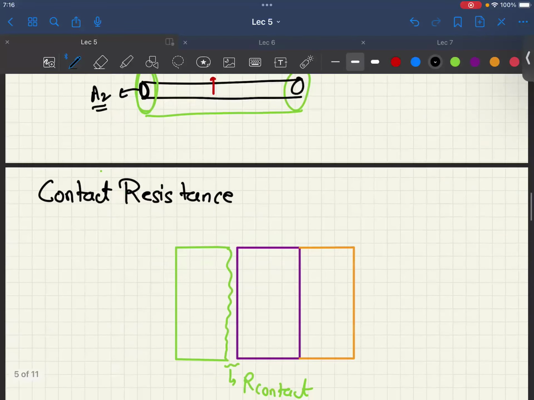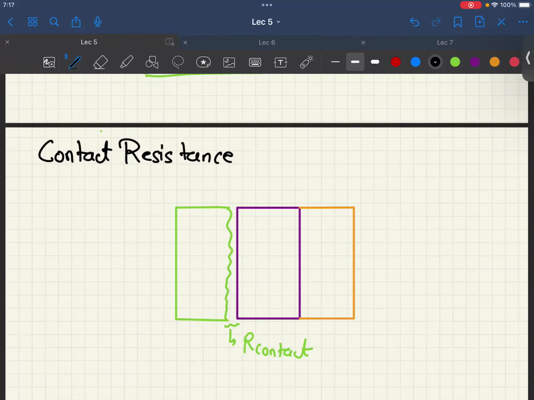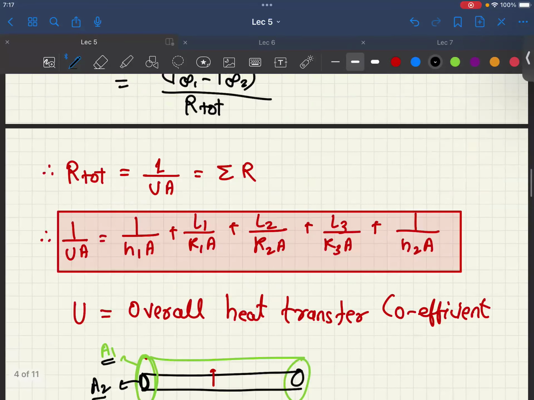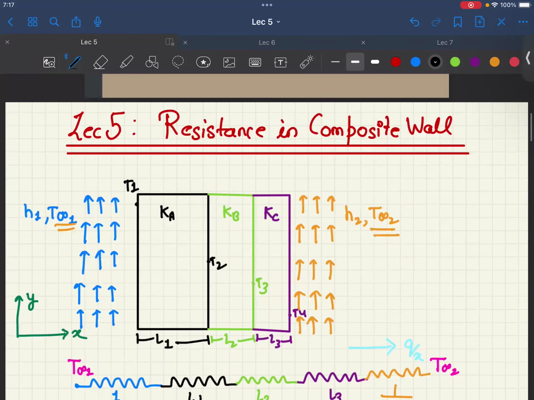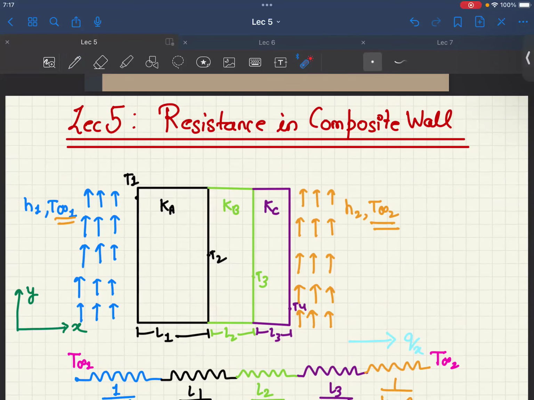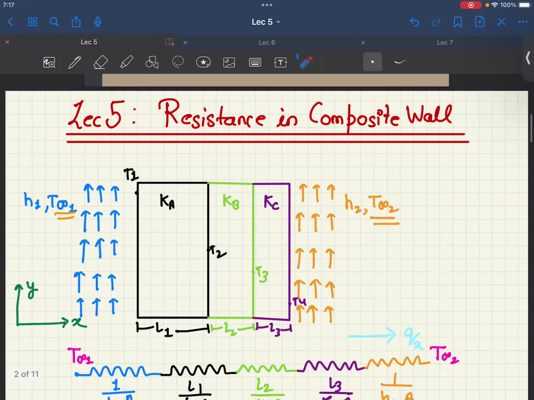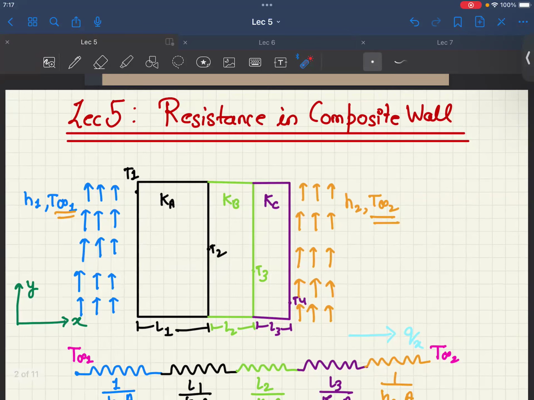Okay, so now there is this concept of contact resistance. What happens at the microscopic level? At the macroscopic level, we assume these surfaces are in perfect contact. Perfect contact means there is no air gap, or no discontinuity when these two surfaces are in contact. But in reality, that would not be the case. At the microscopic level, there is nothing called an exactly smooth surface. So there are going to be some irregularities at this interface, or this interface, or this interface. Now, how do you account for that?